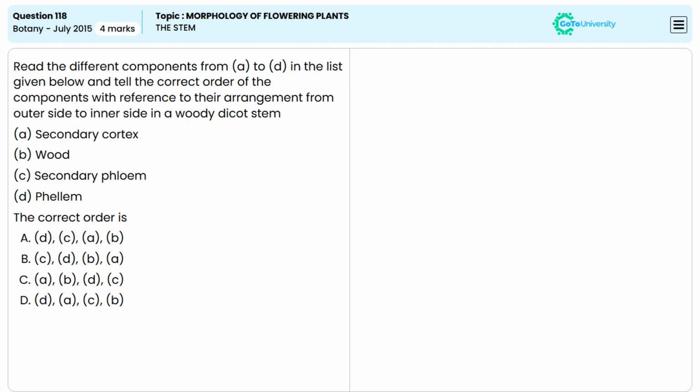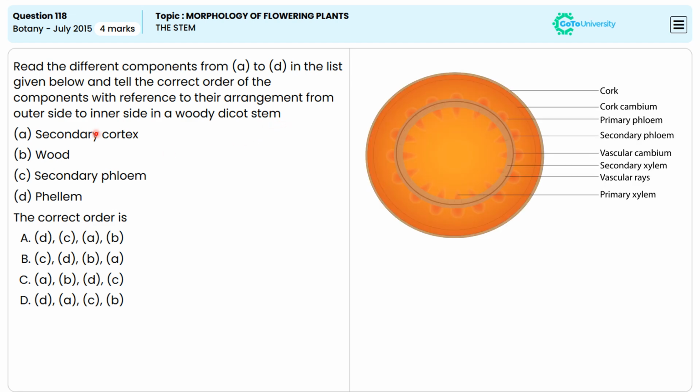Read the different components from A to D in the list given below and tell the correct order of the components with reference to their arrangement from outer side to inner side in a woody dicot stem. So let's mark these components into the diagram given here.